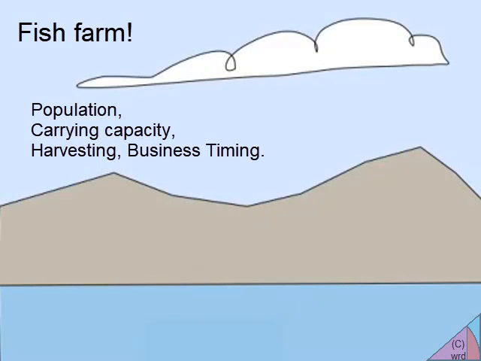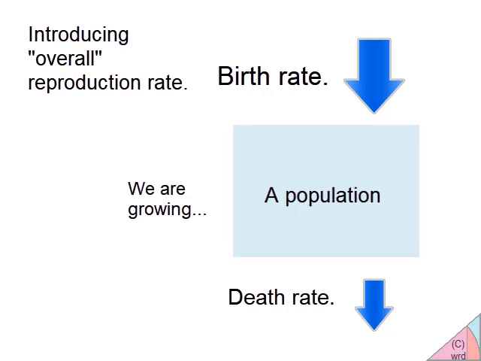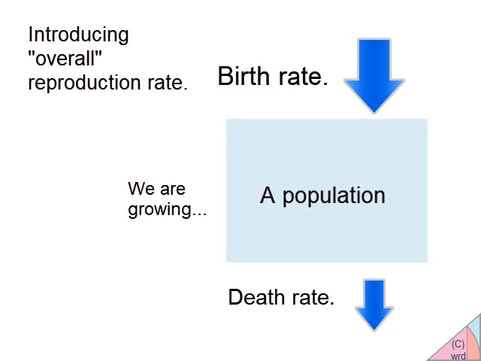Welcome to episode 6 of Simulating Nature in Scilab. This is Fish Farm, a blend of biology and business. Here we introduce two ideas. The first is that of overall reproduction rate in higher organisms. This is the difference between a birth rate, higher, and a death rate, lower.